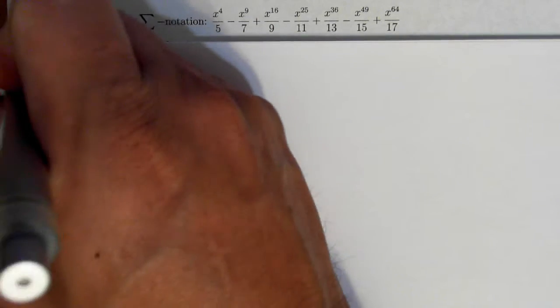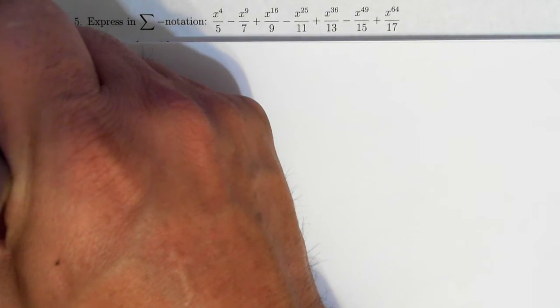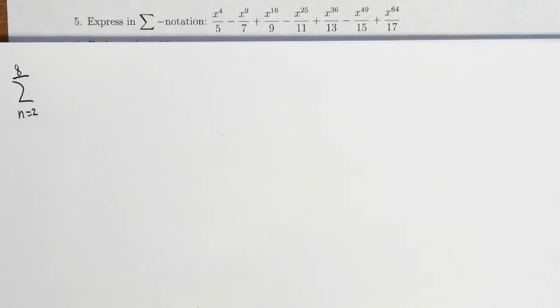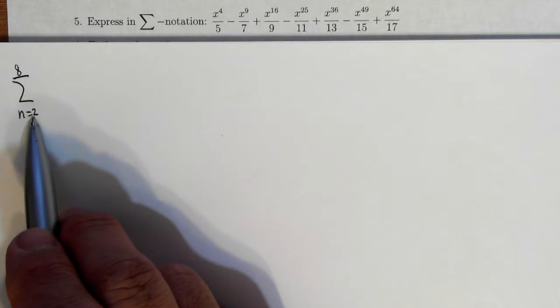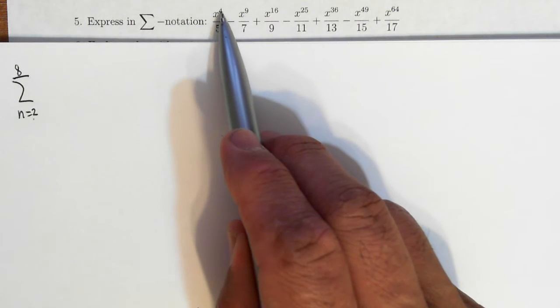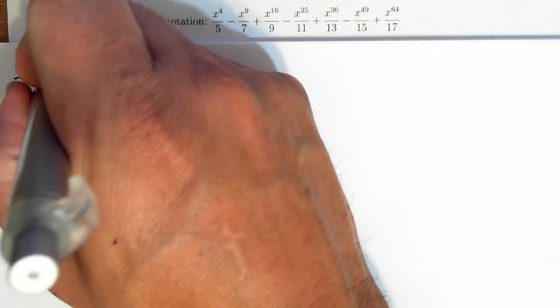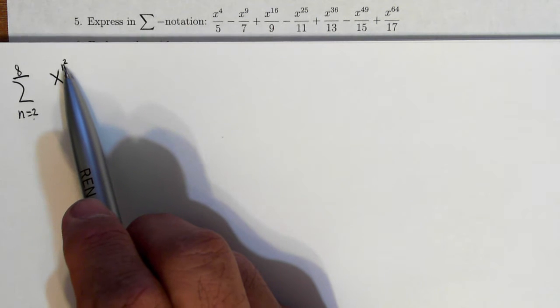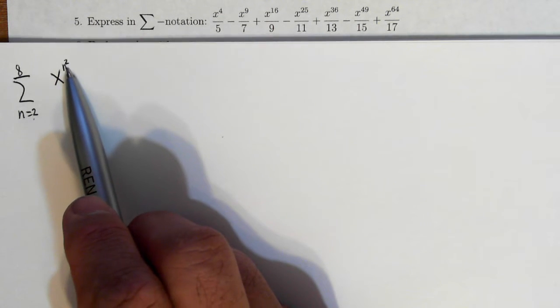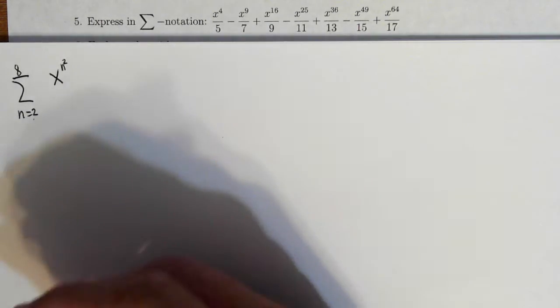The first thing that leaps to my mind would be to do this. Summation n equals 2 to 8. Now why do I start on 2? Because the numerators are perfect squares. So x to the n squared. So this would be x to the 4th, then x to the 9th when n equals 3, then x to the 16 when n equals 4, and so on.